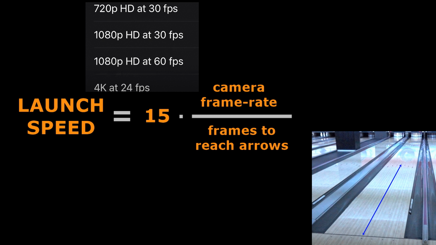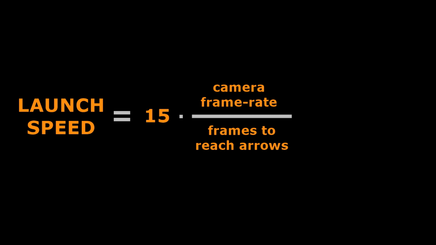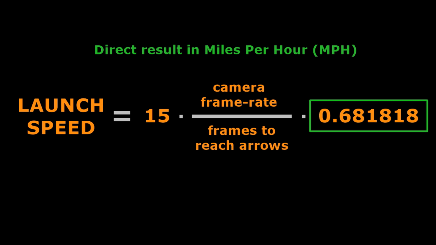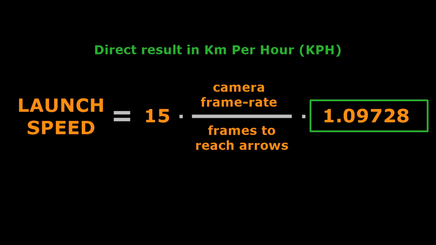So how many frames it took for the ball from the release to reach the center arrow or the third or fifth arrow, which you're going to count frame by frame with some application or your video editor or whatever you have. And this will give you your speed in feet per second. But if you want to have it directly in miles per hour, then you can multiply by this number, 0.681818, and you have it directly in miles per hour. Easy. And if you want it in kilometers per hour, then you multiply by 1.09728, and you're done.